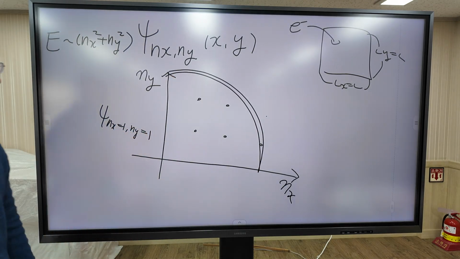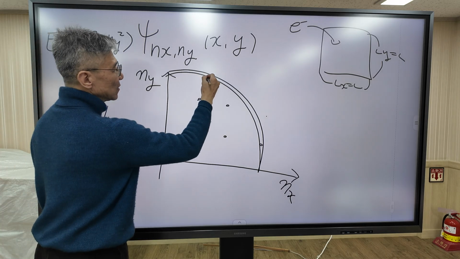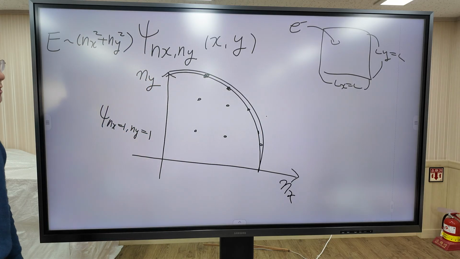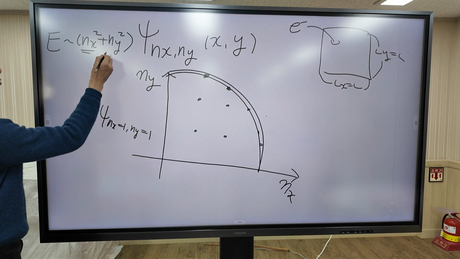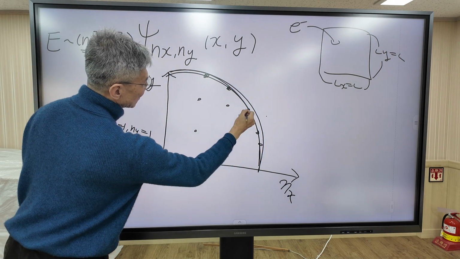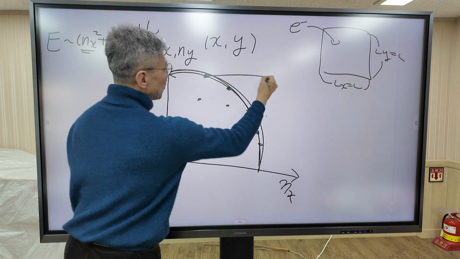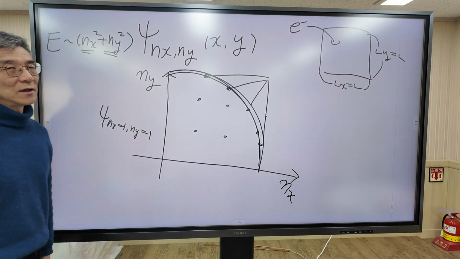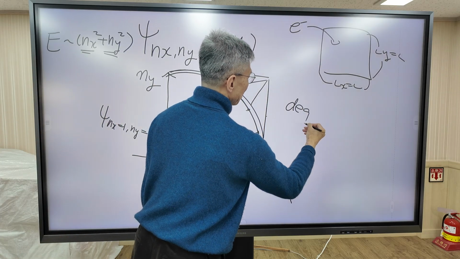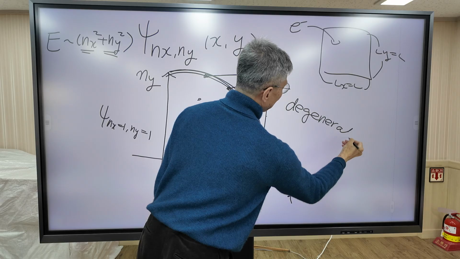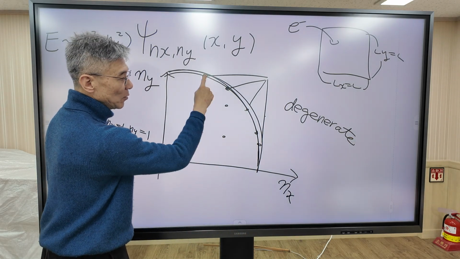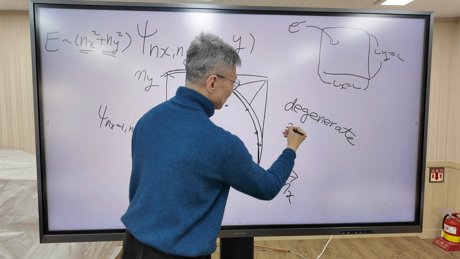With a constant radius, the points on the circle all have the same energy, because the energy only depends on nx square plus ny square, and on these points that sum is the same. It means that this quantum mechanical state is degenerate. If we count the number of states on the points on the circle, that is the degeneracy.